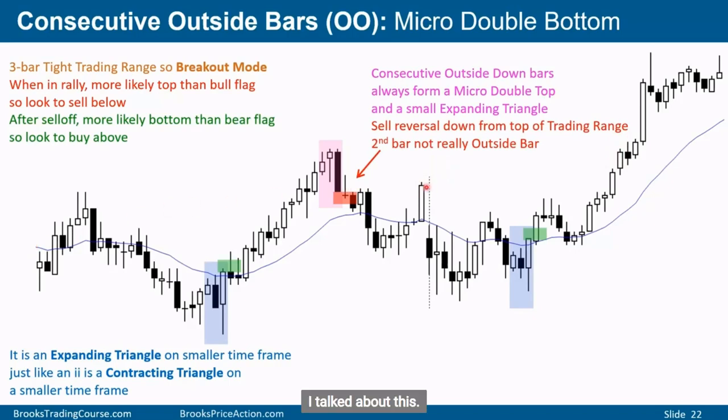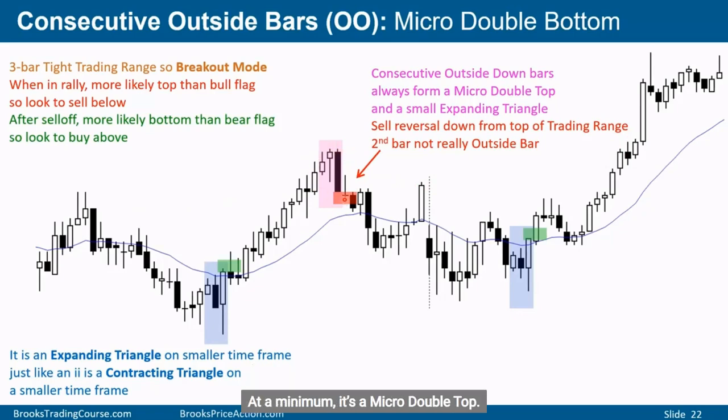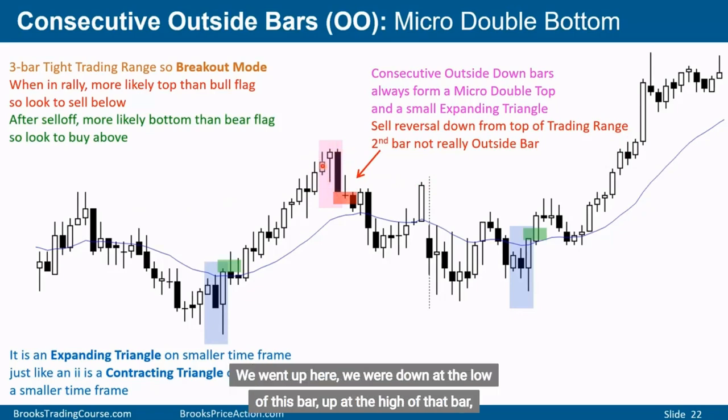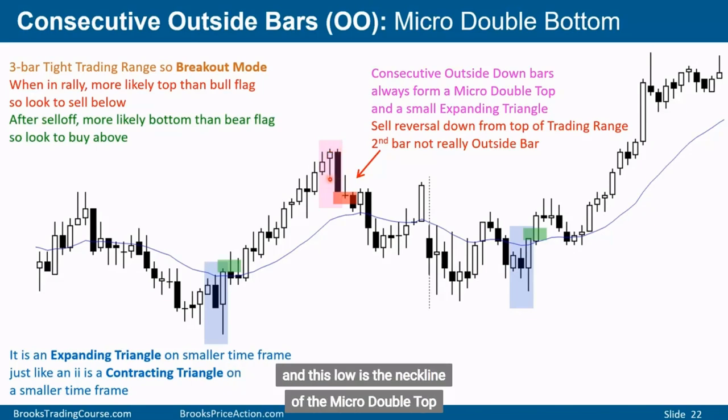I talked about this. It's probably an expanding triangle on a smaller time frame chart. At a minimum, it's a micro double top. We went up here, we were down at the low of this bar, up at the high of that bar, and then reversal down a second time. And this low is the neckline of the micro double top. Up, down, up, and then we broke below the neckline. I would not sell below that. If you're selling, you'd sell below a bear bar closing near its low.